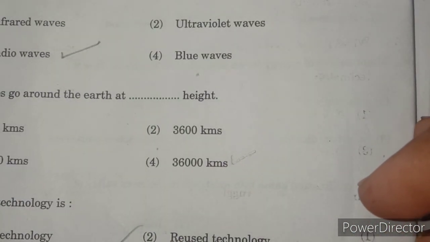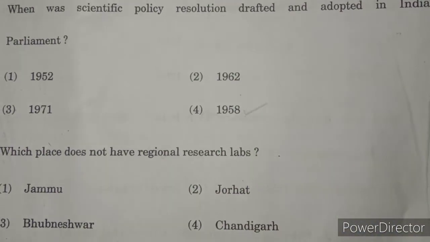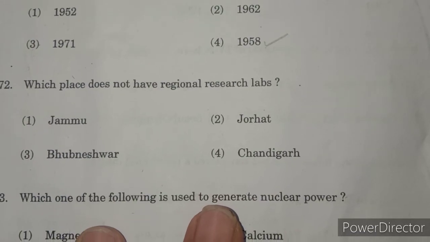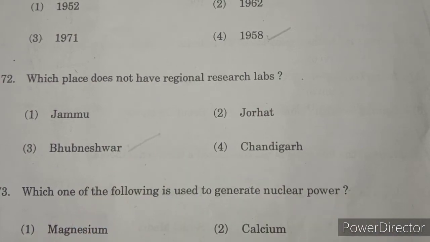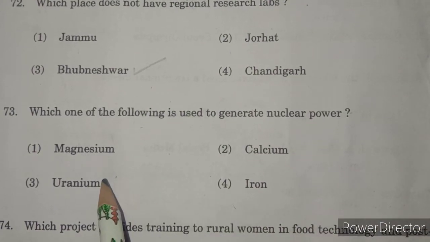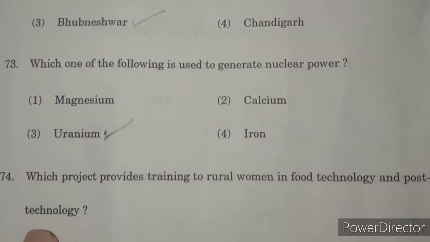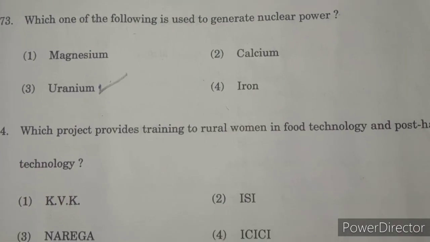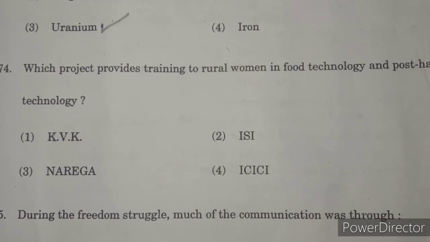Next question. When was the scientific policy resolution drafted and adopted in Indian Parliament? Answer is 1958. Which place does not have regional research lab? Answer is third, Bhubaneswar. Which one of the following is used to generate nuclear power? Answer is third, uranium. Next question. Which project provides training to rural women in food technology and post-harvest technology? Answer is first, KVK.